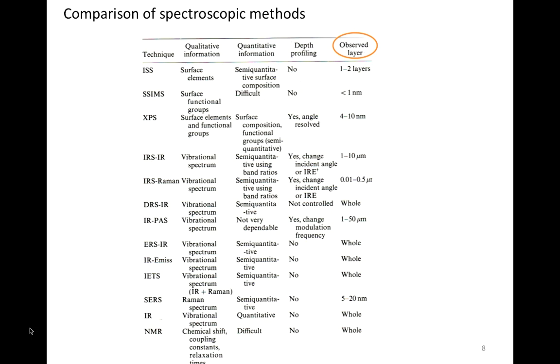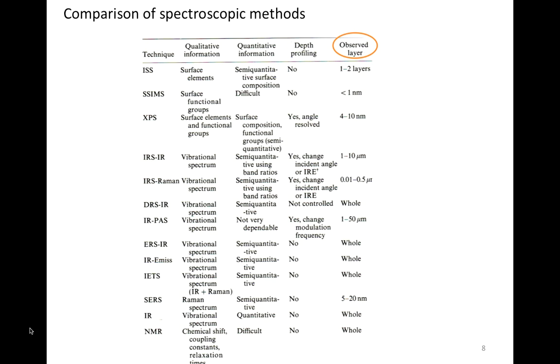Then the XPS can give you the surface elemental composition and functional groups. It's not difficult, and you can get a lot of information. I like that technique particularly. I work a lot with that. It gives you the depth profiling. It depends on the angle at which the X-rays are applied, and then the layer in normal mode is from 4 to 10 nanometers.